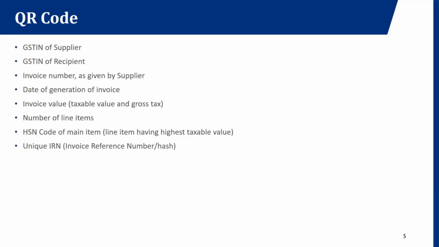QR code. What is this QR code now? This contains all these details: the GST number of the supplier, GST number of the recipient, invoice number of the supplier, date. All these things are there, based on which the QR code is generated and it is displayed on the e-invoice.